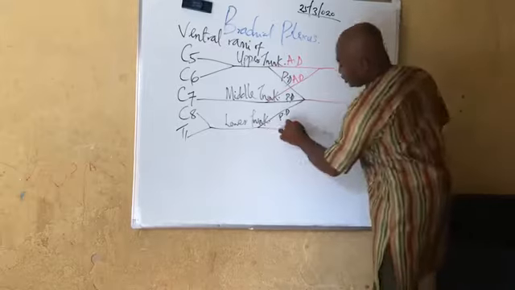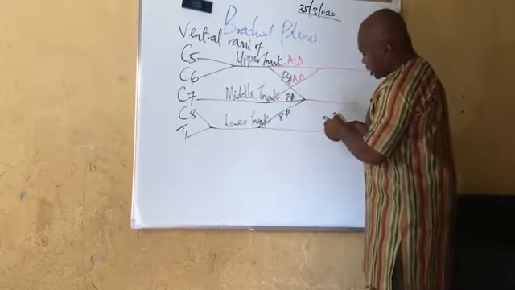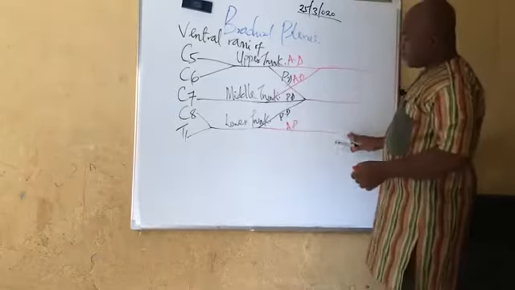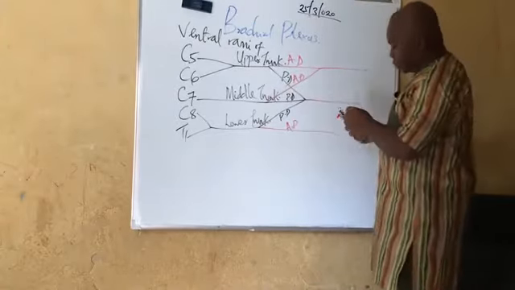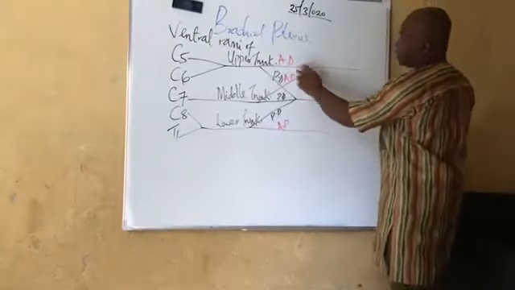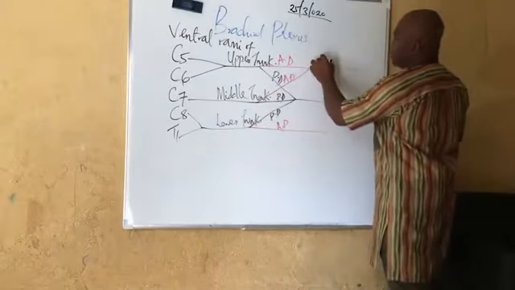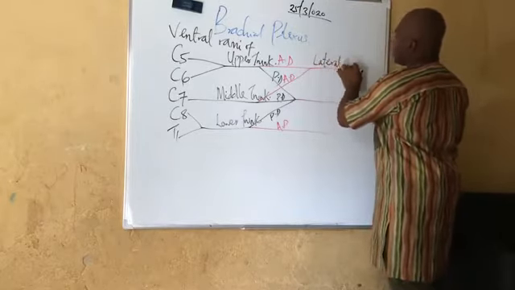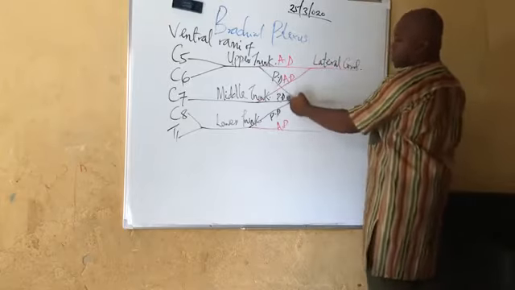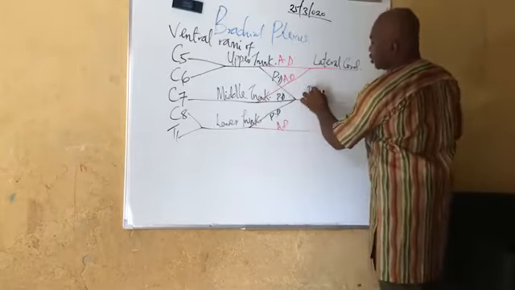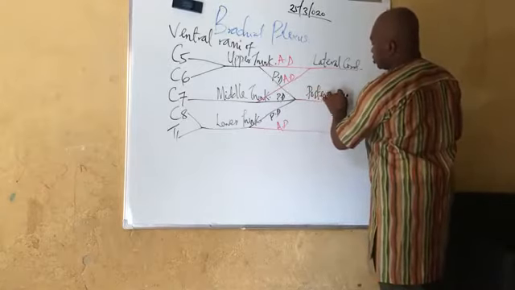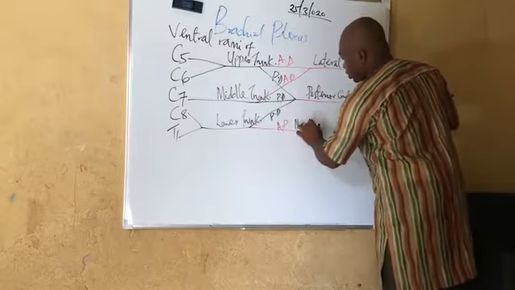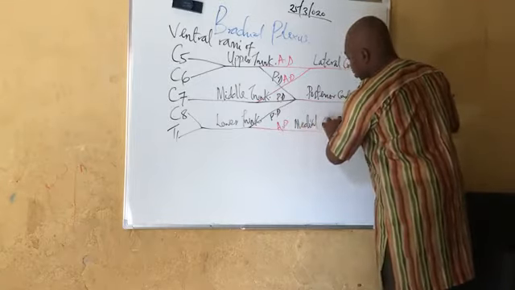The anterior divisions will proceed to form a cord. So the two anterior divisions give rise to the lateral cord of the brachial plexus. The three posterior divisions will give rise to the posterior cord, while the anterior division of the lower trunk will give rise to the medial cord of the brachial plexus.